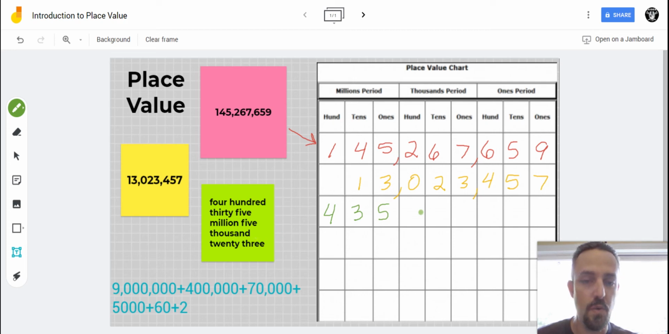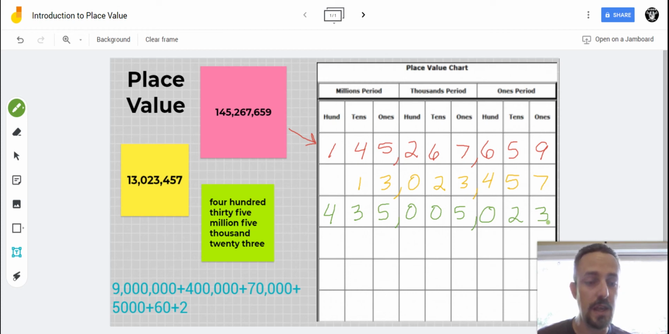Now I got to look here. 5,000. Well, I don't have any 100,000s or 10,000s, so I got to hold that place value with the digit 0. But I do need to put a 5 right here in the thousands period. And I'm going to go ahead and put my comma there, and I'll put one here as well. And then 23. So I have nothing in the hundreds. I'm going to hold my place value there, but then I have a 2 and I have a 3. So once again, 435 million, 5,000, 23.